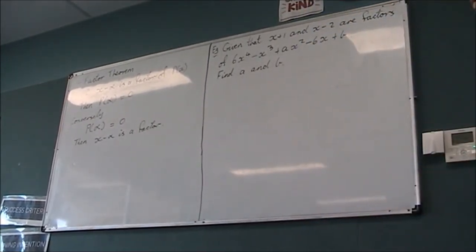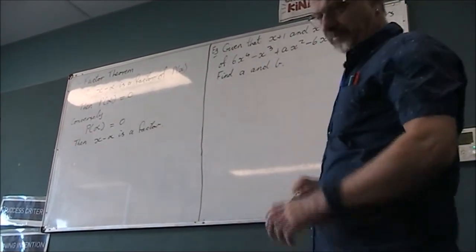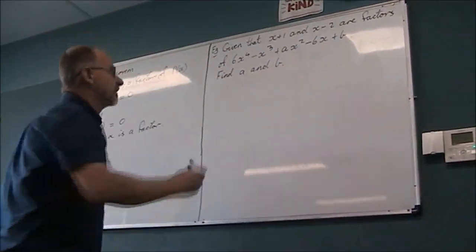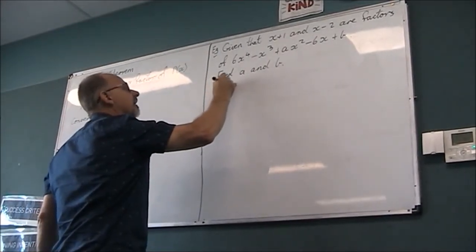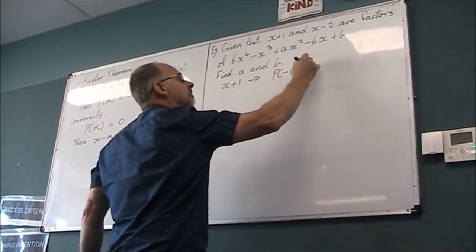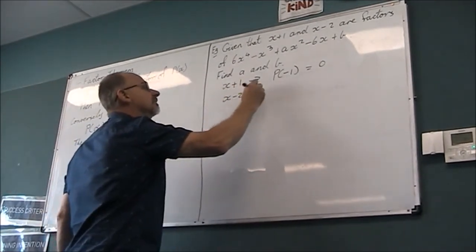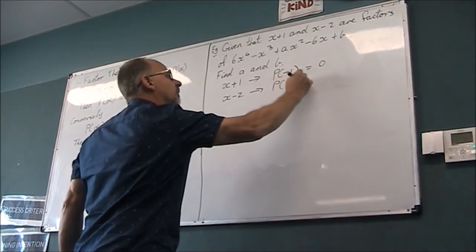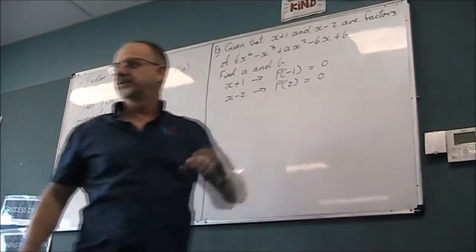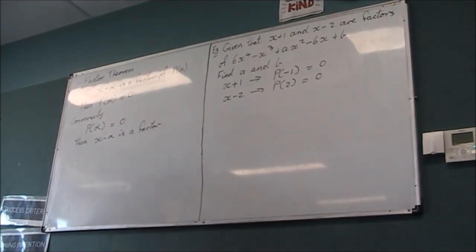So we're told that these two things are factors of this. All right. So if they're factors of that, what we know then is from x plus 1, p of minus 1 will be equal to 0. And from the x minus 2, p of 2 will be equal to 0. Because we were given that they're factors. So if we're given they're factors, we know the remainder is 0.